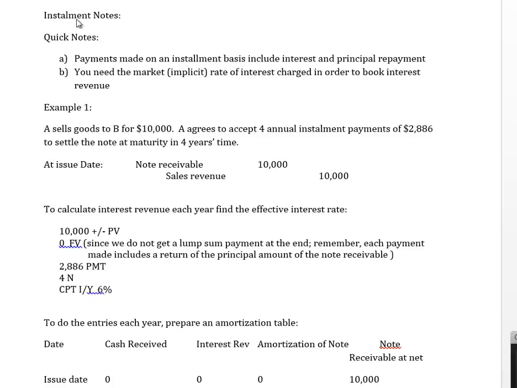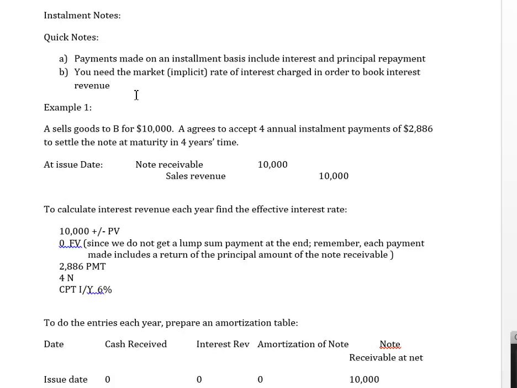But specifically to installment notes themselves, payments are made on an installment basis, and the payment is going to include two parts. It's going to include interest that you've charged your customer and any principal repayment. So with every payment that you get from your customer or your related party, whatever it is, those amounts are going to be reflected in that one lump sum payment that you're getting every period. So that payment's going to include any interest and any principal repayment on the note. But you do need to have the market or implicit rate of interest that's being charged on that money that you're lending out in order to book your interest revenue.